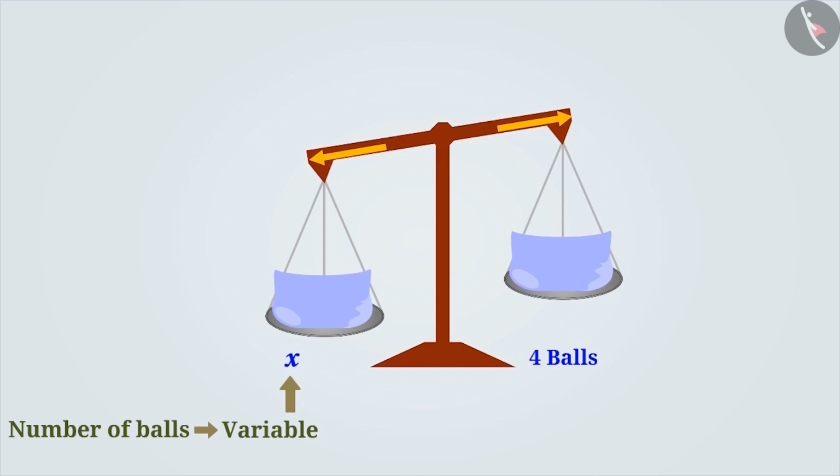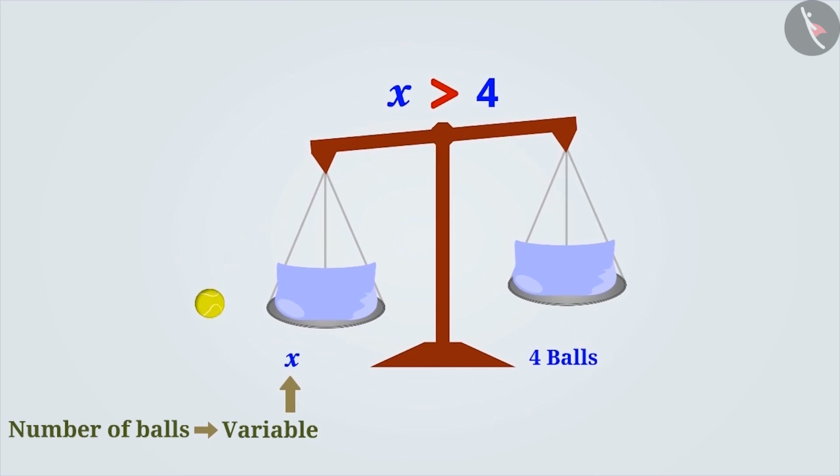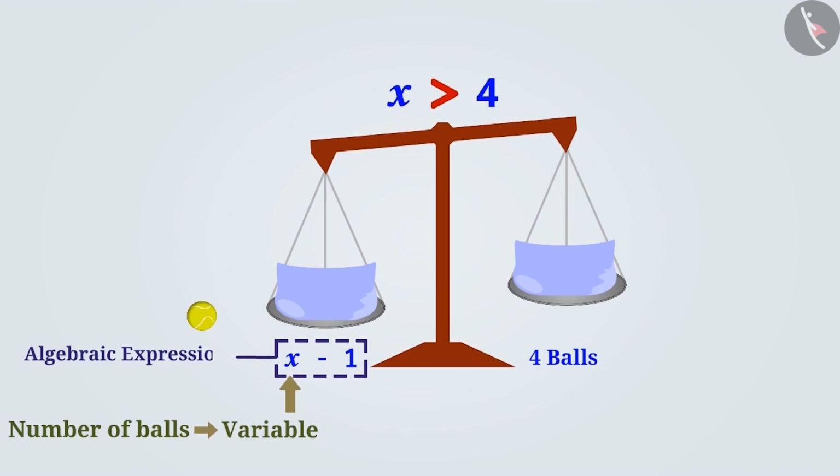With this, will you be able to express this in the language of mathematics? We will express it as x is greater than 4. What should we do if we have to balance both the scales? Obviously, we need to remove some balls out of the x balls. Here, if we take one ball out of the x balls, the number of balls in the left plate will be x minus 1. This expression with variables is called an algebraic expression, which we have studied earlier.